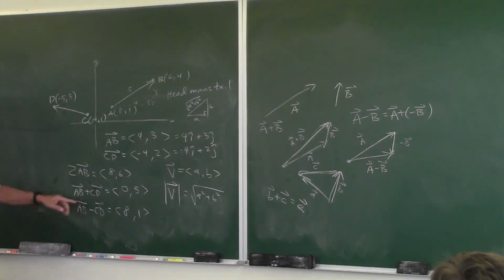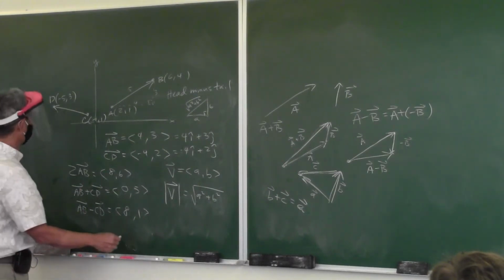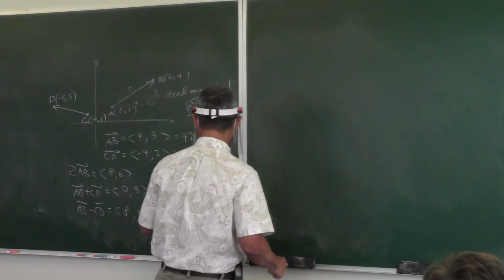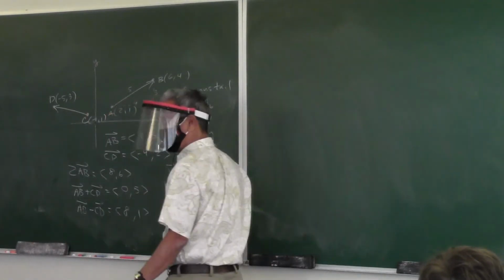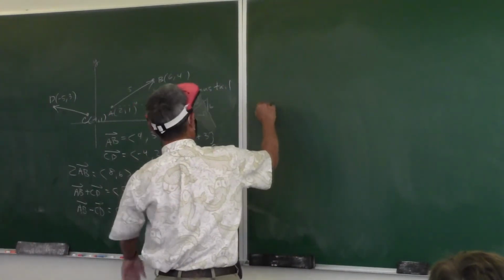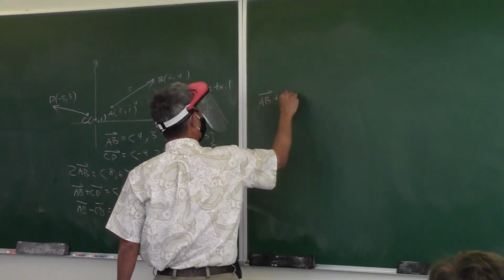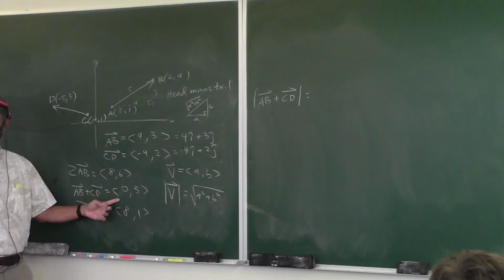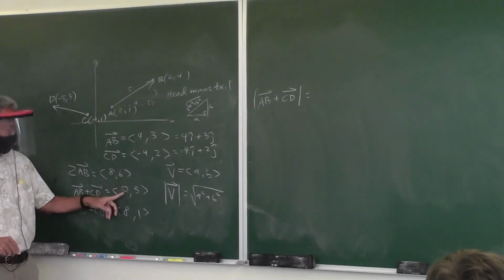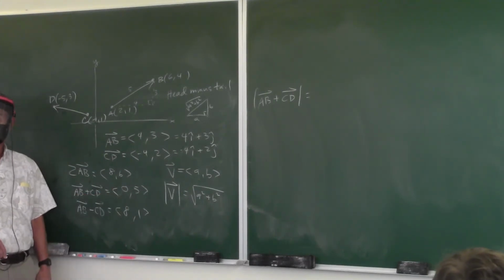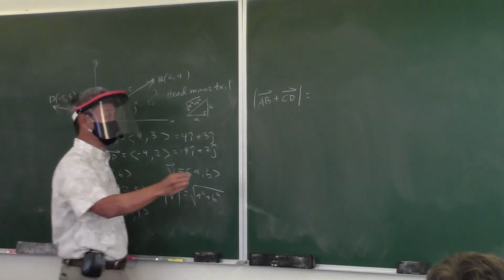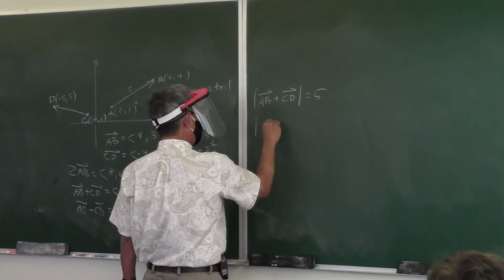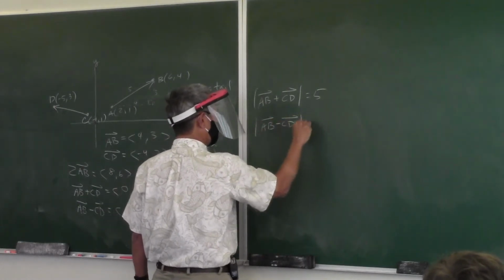Okay, so here's AB plus CD. So, AB plus CD is that. What is the magnitude of AB plus CD? What is the length of this vector? 5. It's the square root of this squared plus this squared. 5, isn't it? Okay, what would be the magnitude of AB minus CD?